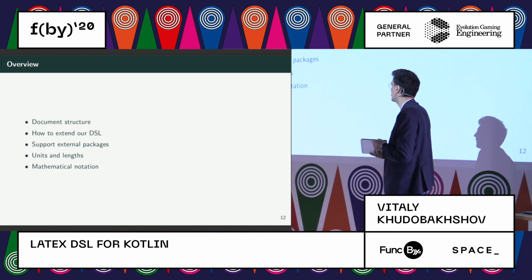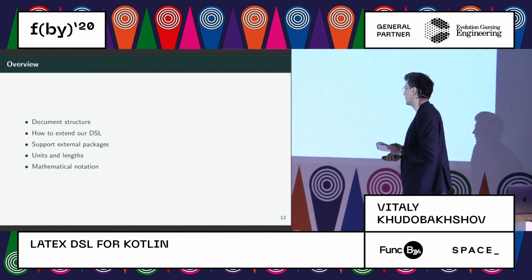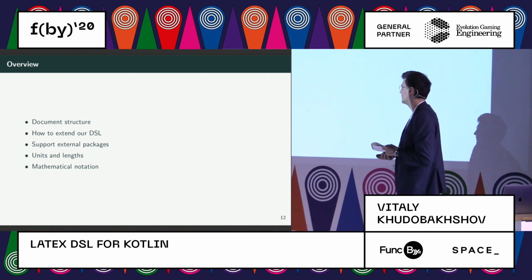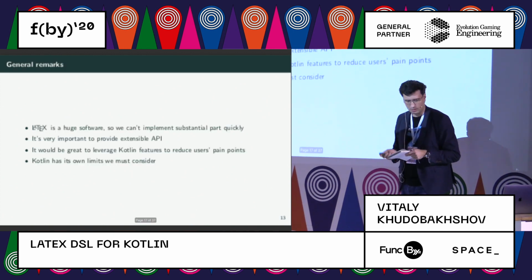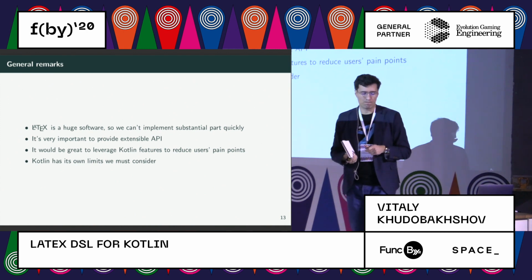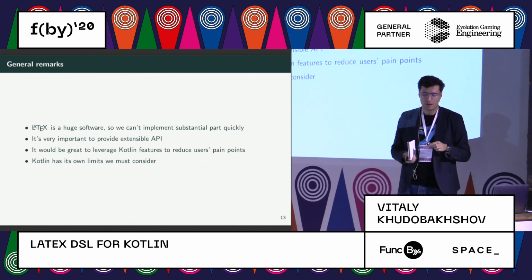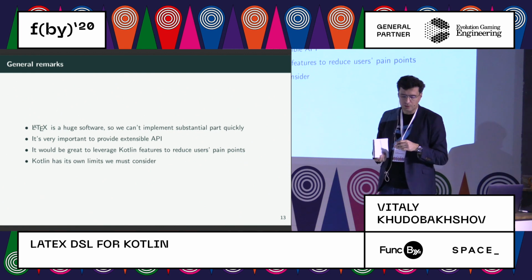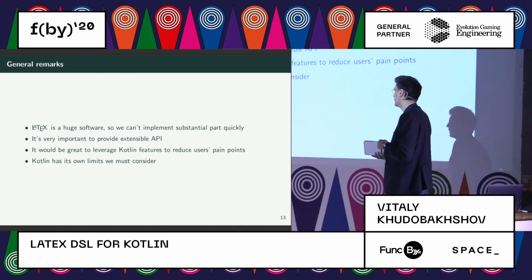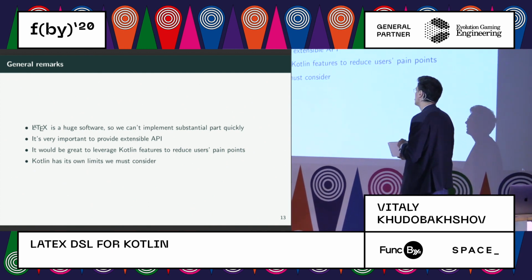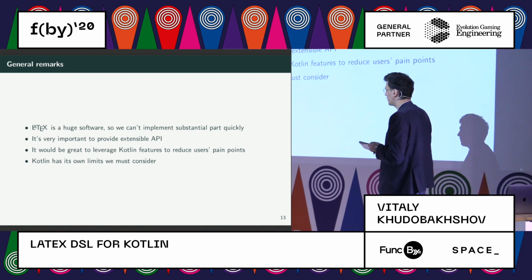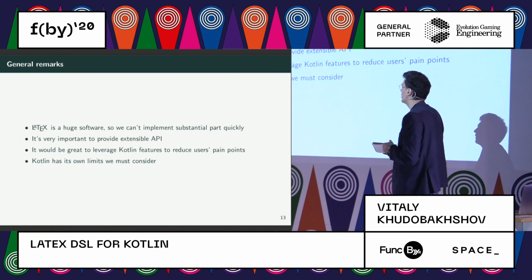But the bad news is that mathematical notation is a really subtle example and cannot be handled easily by Kotlin right now, but it's a really discussable issue. So, general remarks. LaTeX is really huge, so I'd like to implement a very, very small part right now. And I'd like to leverage Kotlin features to reduce user pain points. And I'd like to consider and discuss here some Kotlin limits related to DSL building.